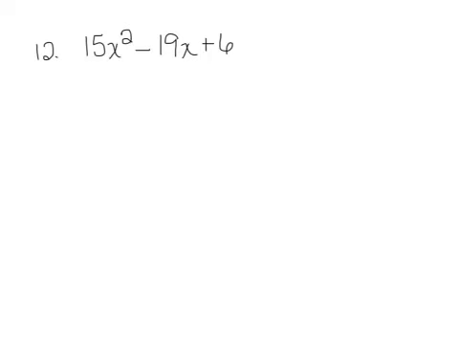When I look at number 12, I have 15x squared minus 19x plus 6. So I know that I multiply 15 and positive 6 together. That gives me a positive 90. I'm looking for numbers that add up to negative 19. The hardest part is always going to be finding these numbers. So we get negative 10 and negative 9 will work. They will add up to negative 19 and also multiply to 90.